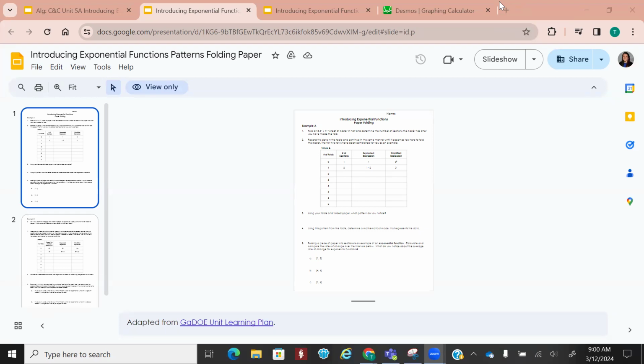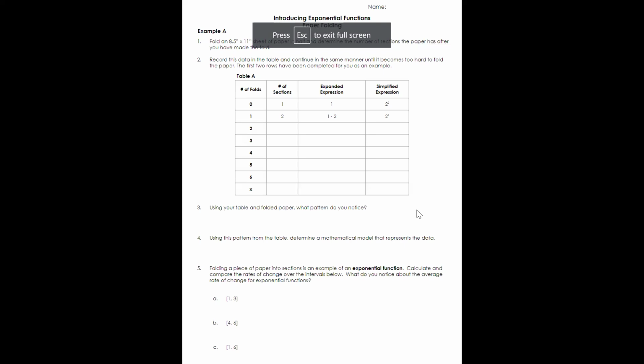How many sections do we have right now with this piece of paper with no fold? How many sections do we have? We have 1, right? Which is where we see it up here. Okay. Now, if we take it and we fold it into half, how many sections do we have? We have 2. Okay, so we see 1 fold equals 2 sections. And the expanded form is 1 times 2, which is 2 to the first power.